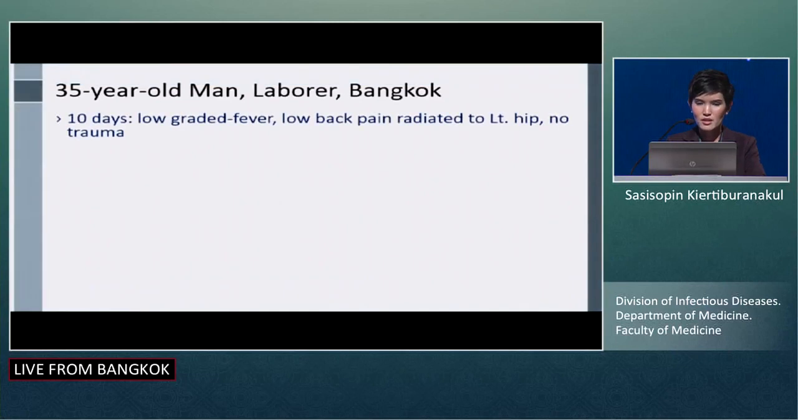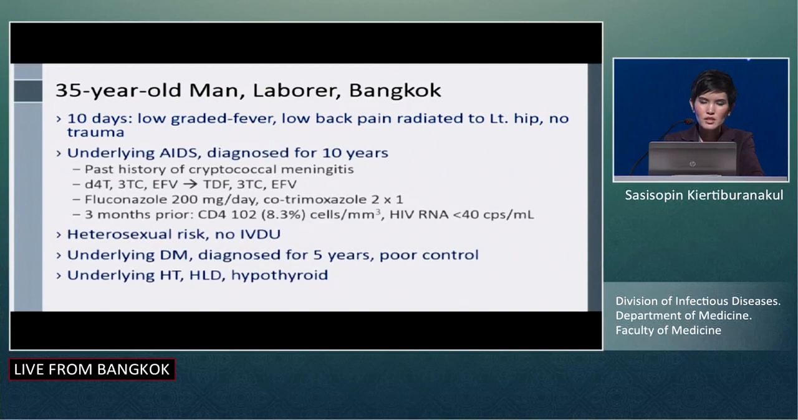So let's go with my case. He's 35 years old, a laborer living in Bangkok. He came to the hospital with 10 days of low-grade fever and low back pain radiating to the left hip, and no trauma before. He was diagnosed with AIDS about 10 years ago. He has a history of cryptococcal meningitis and received treatment. He is still on antiretroviral therapy. Previously he received D4T, 3TC and efavirenz, and now changed to tenofovir, 3TC and efavirenz. He still takes fluconazole prophylaxis after cryptococcal meningitis and also receives cotrimoxazole for PCP prophylaxis.